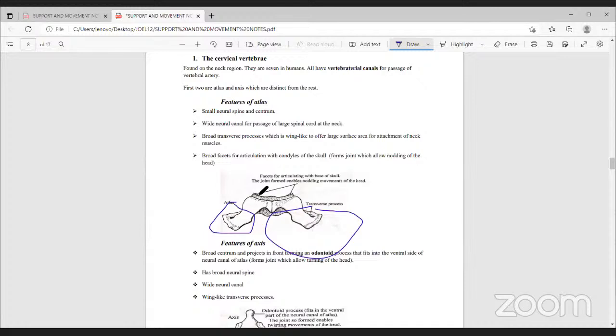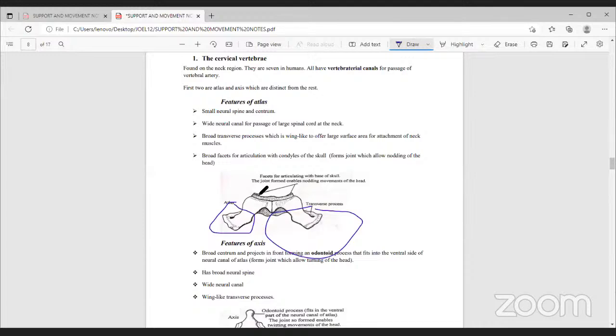The other thing is that they have broad facets for articulation with the condyles of the skull, to form a joint that allows nodding of the head.